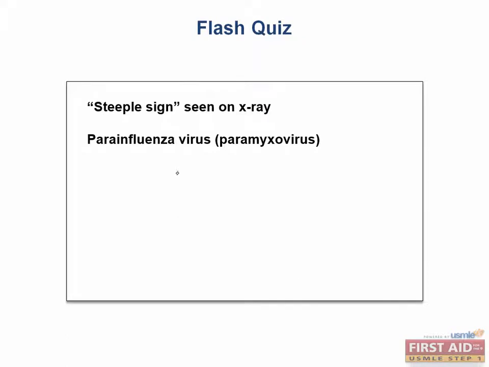We see the steeple sign on X-ray that is indicative of the narrowing of the larynx or the upper airway. Edema of the paralaryngeal structures causes this narrowing. This is also the reason why we hear the characteristic respiratory stridor in children with croup. The parainfluenza virus, a type of paramyxovirus, is what is responsible for causing this disease.